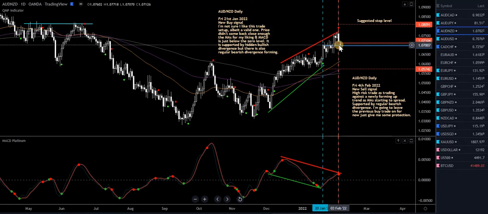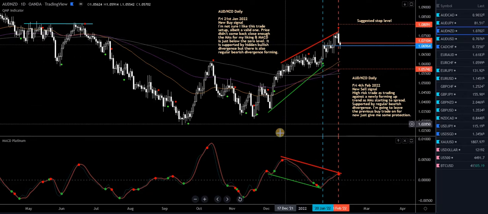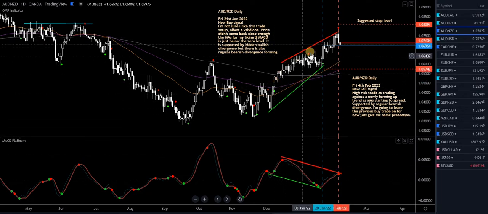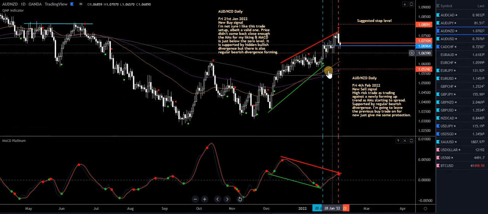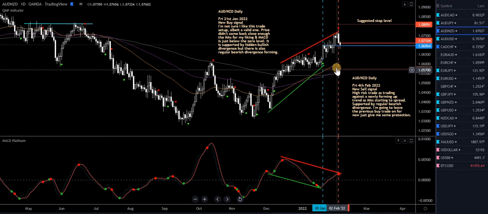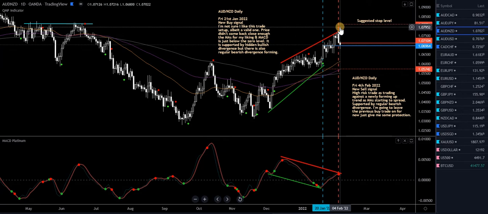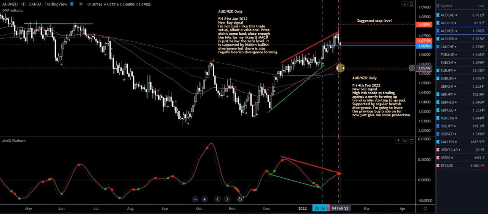And then we've got the sell signal here, and this is based on the regular bearish divergence. It's the trend starting to spread. You can see the MAs are starting to move to the upside. So it is a high risk trade against the trend. Stop up here. I'm leaving the buy on.